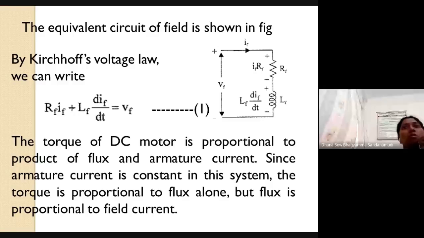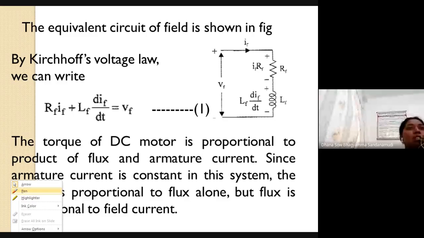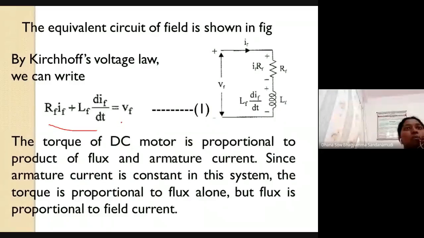So RF IF is a voltage drop plus LF d(IF)/dt is the other voltage drop. Two voltage drops are there, so the algebraic sum of the drops is equal to the applied voltage. We know torque is proportional to the flux and armature current, which we have just now discussed.